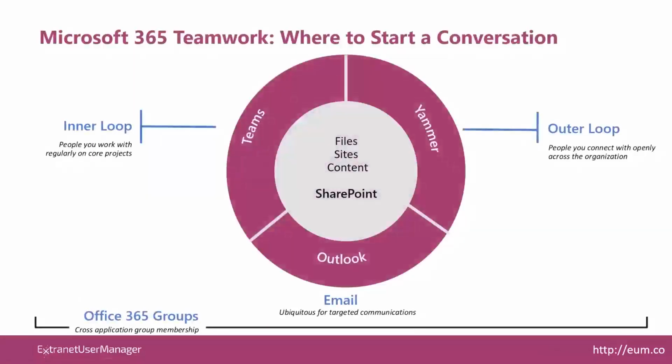And Microsoft introduced this concept back at Ignite of inner loop, outer loop. There's a lot of confusion around, well, which of these different communication tools do we use as a team? Well, it depends on the style of that team. If you're an organization that's embraced Yammer, and this is maybe a team site or a project site that has broad application across the organization, that's your outer loop, and you probably use Yammer to do that. If it's a small group, you've got some people you work very closely with regularly on core projects, that's your inner loop. That's where Teams makes a lot of sense, using the persistent chat features.